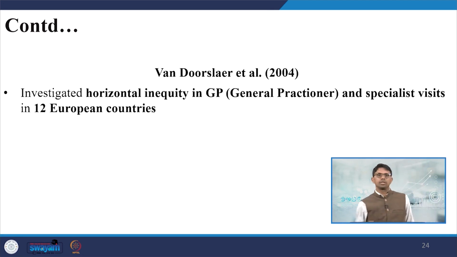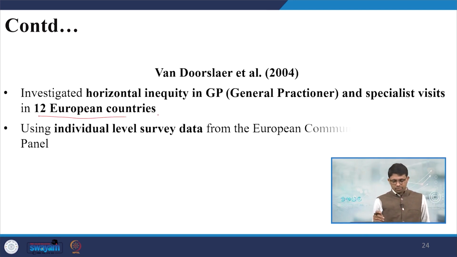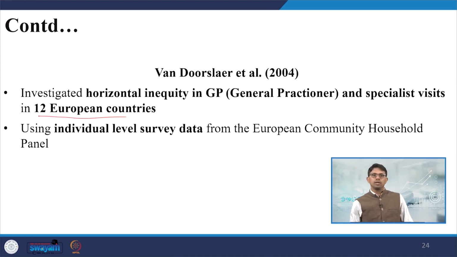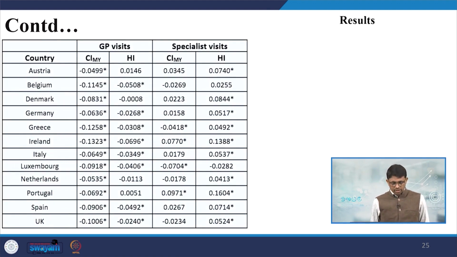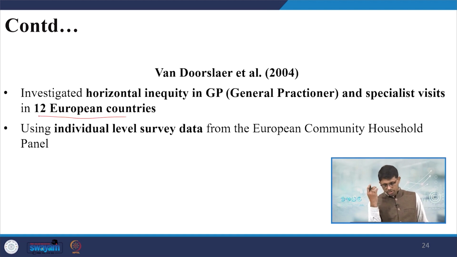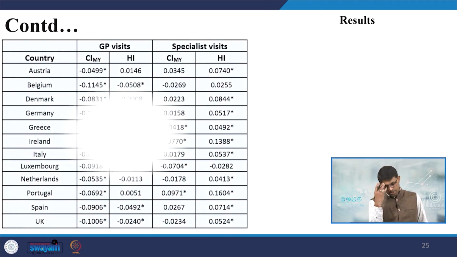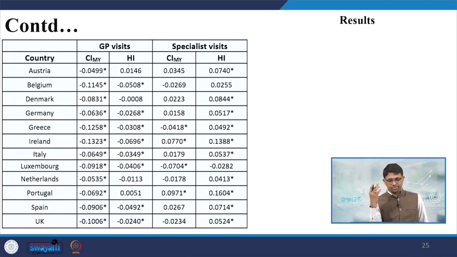Okay, so Doorslaer et al., 2004, again investigated the horizontal inequity for the general practitioner case, as well as for specialist visits, for 12 European countries. They derived some interesting facts, and they used the individual-level survey data of the European Community Household Panel, and they derived these figures. Here we have the general practitioner, the GP visits, and the specialist visits.